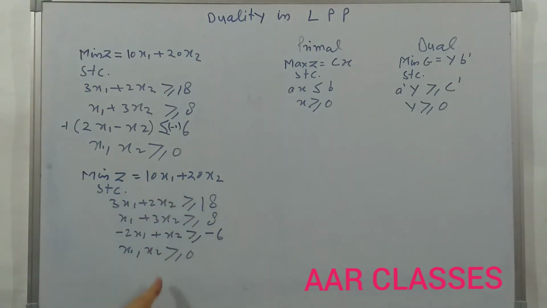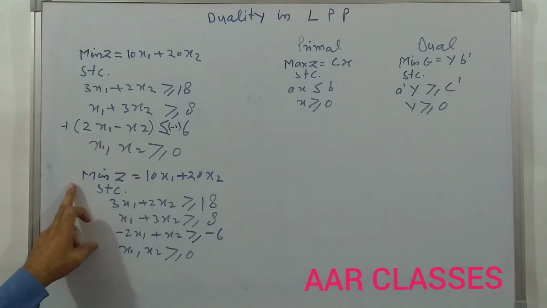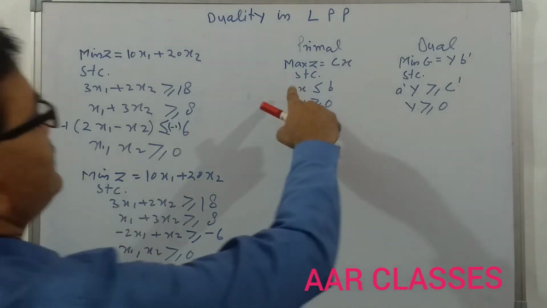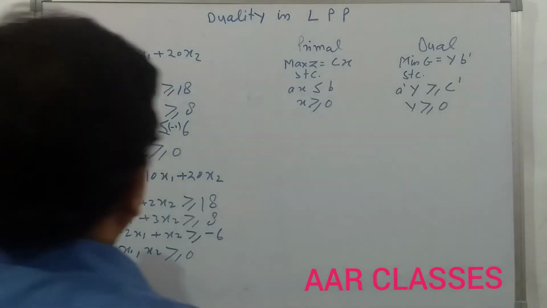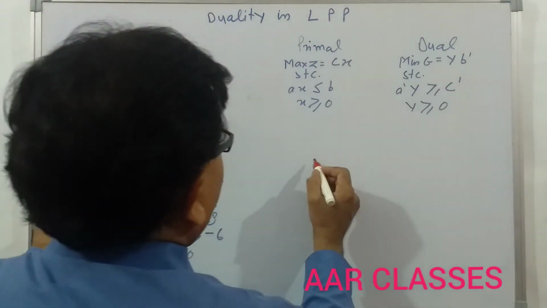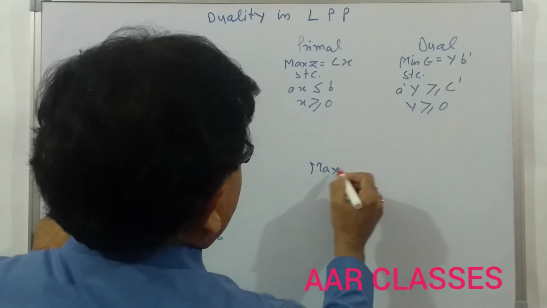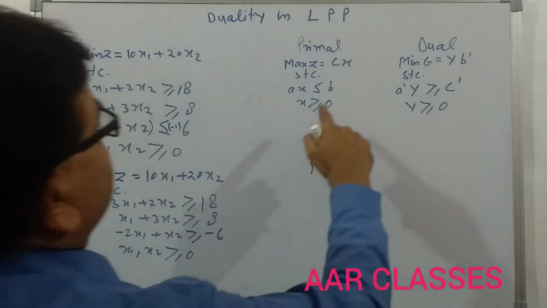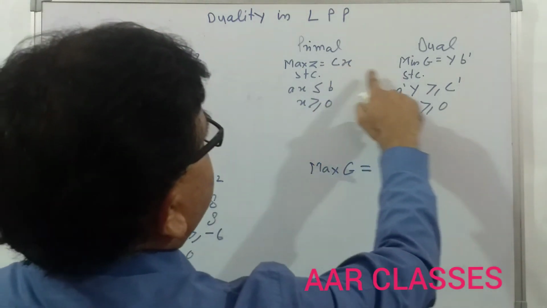अब हम यहां से देखते हैं, ये हमारा प्राइमल है एंड नाउ दिस इज स्टैंडर्ड फॉर्म ऑफ प्राइमल. मिनिमम जेड है, सारी इनइक्वालिटी ग्रेटर देन और इक्वल टू टाइप की. अब हम जरा यहां पर ध्यान देते हैं. अब देखिए इसका हम डुअल लिखते हैं, मिनिमम का हमारा मैक्सिमम हो जाएगा, जेड को हम जी से लिखेंगे एंड हियर इट इज c x का b dash y.